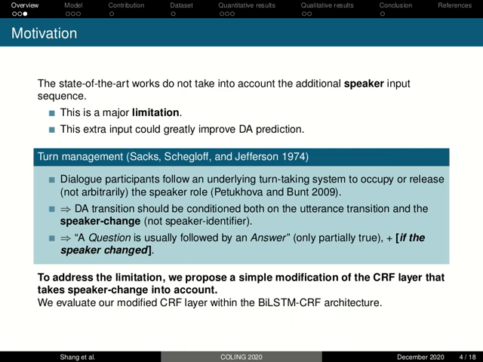Based on our literature review, we found that the state-of-the-art models only take into account the two sequences, input utterance and target label, while the additional speaker input sequence is ignored. This finding motivated us to address this limitation, since the speaker information could be helpful for this task. Indeed, research on turn management has shown that dialogue participants do not start or stop speaking arbitrarily, but follow an underlying turn-taking system to occupy or release the speaker role.